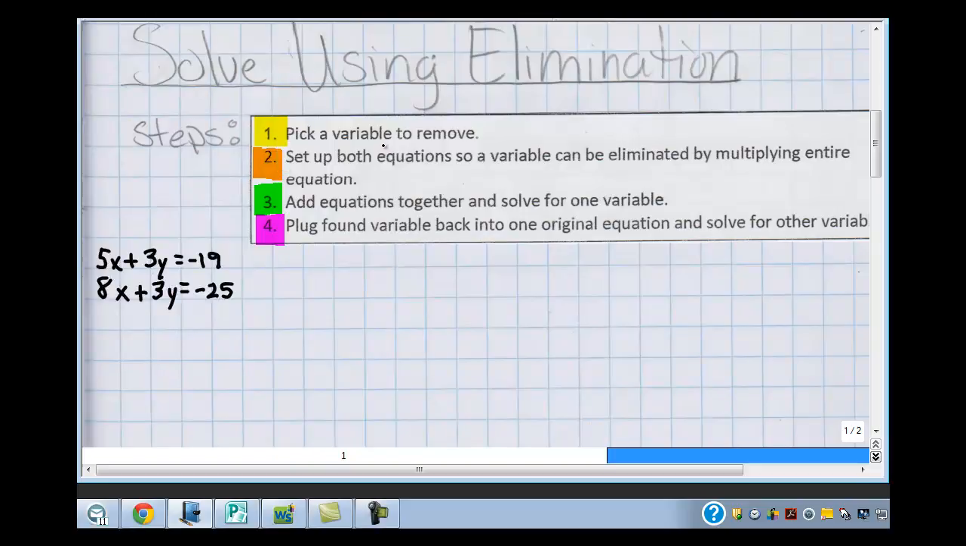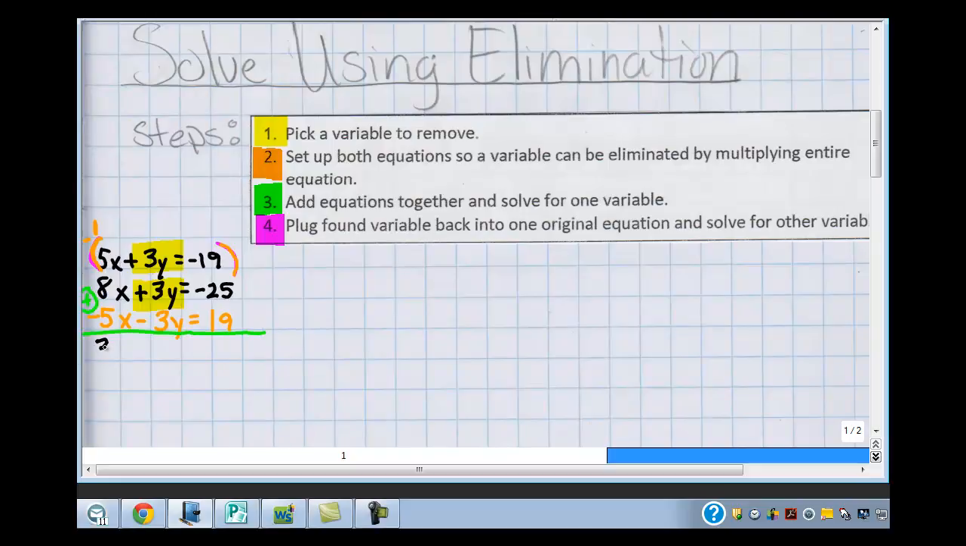First, let's pick a variable to remove. In this case, I would like to remove the 3's. So we're going to set up both equations so the variable can be eliminated by multiplying the entire equation by a number if needed. If I eliminate the y's, then I will just have x equals a number. Let's multiply the top equation by -1. Then we draw our line and we combine both equations.